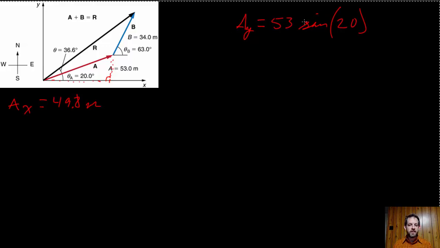Okay, 53 times the sine of the angle. The angle for this one is 20. So there it is. It's that simple. So you stick that in the calculator. When you calculate that out, we end up with, I'm going to put it over here so I don't have to rewrite it twice, 15 and a fourth. So 15 and a fourth meters. That is the Y component of the A vector. So we're going to call that A sub Y.